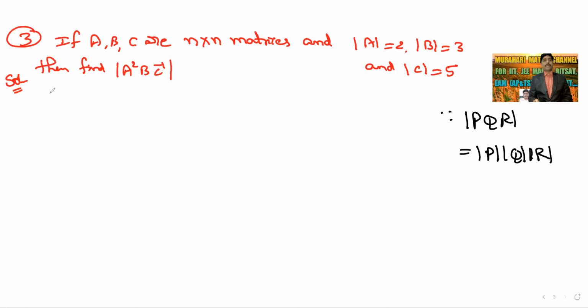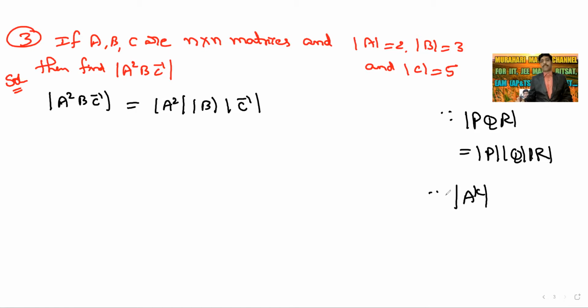So det of, what is our target? Det of A square B C inverse. It will be det A square into det B into det C inverse. For det of A to the power K, we have the formula det A whole power K. Okay, it will be det A whole square, det B, so det C inverse. Det C inverse is det C whole inverse.